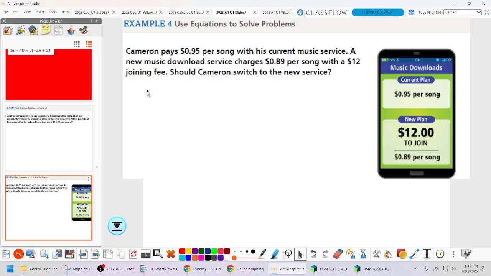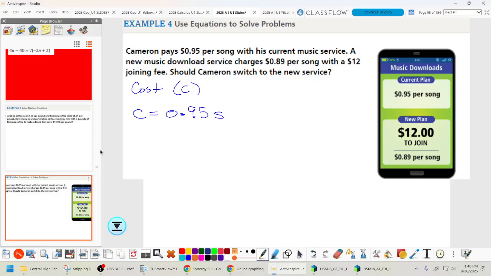Okay, so on this one, we're looking to see if this guy should switch to a new service. And I want you to think through these kind of algebraically when we do this. So it says he pays 95 cents per song with his current service. So maybe call this cost, and we'll use the variable C. And so in this plan, it's just 0.95, and let's use S for song.